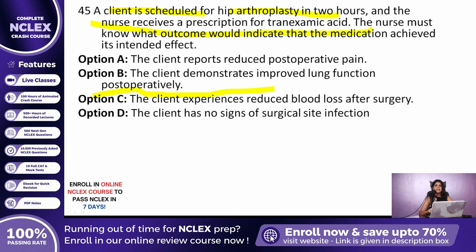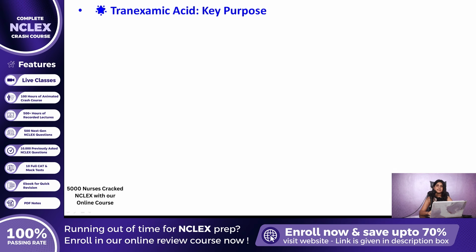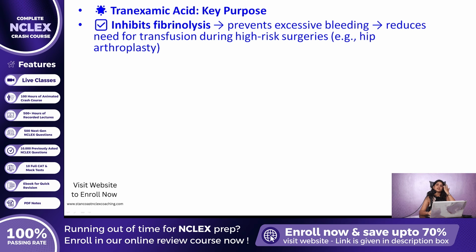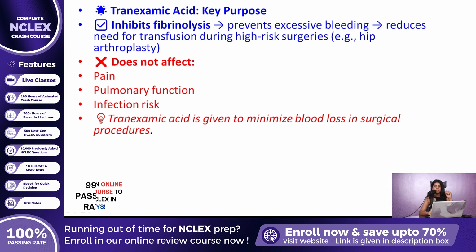The reasoning is that tranexamic acid helps prevent excessive bleeding by inhibiting fibrinolysis, which is especially important during surgeries with high blood loss risk, like hip arthroplasty. It does not affect pain, pulmonary function, or infection risk. The key point is that tranexamic acid is used to minimize blood loss and reduce the need for transfusions.